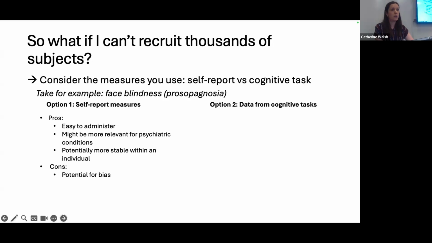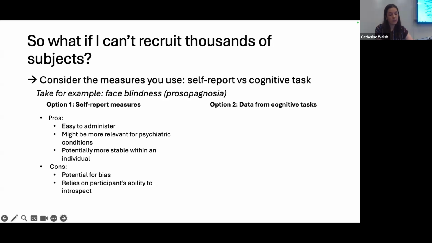If you have a person who knows they're coming in to test their face memory, they might be more biased to say, oh yes, I have really bad memory, just because they know that that's what you're looking for. And they do also rely on a person's ability to introspect. So are they aware of how good or bad they are at something?